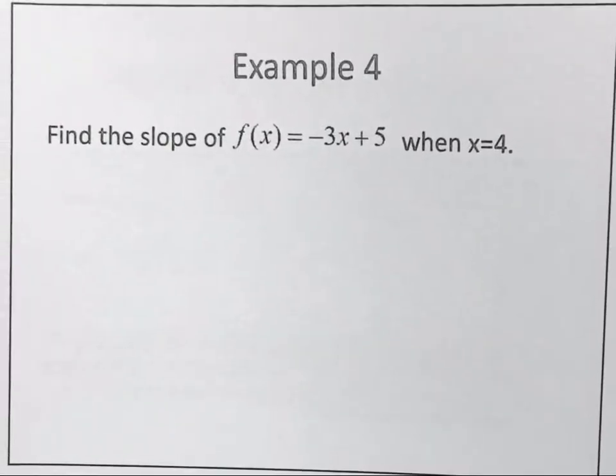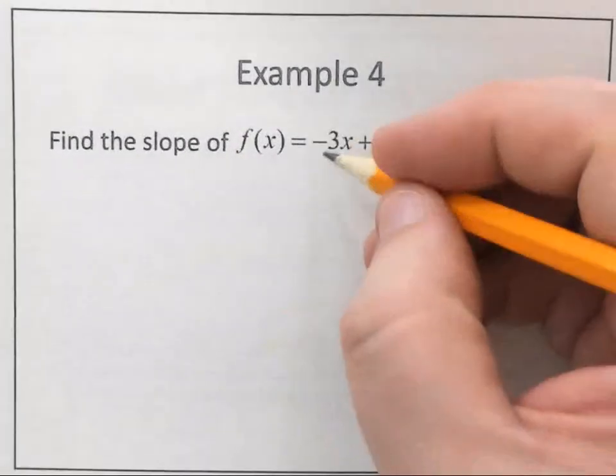If my screen wants to cooperate. There we go. Now this one's kind of contrived. What's the slope going to be? The slope of this at 4 would just be -3, because this is a straight line, so that works.